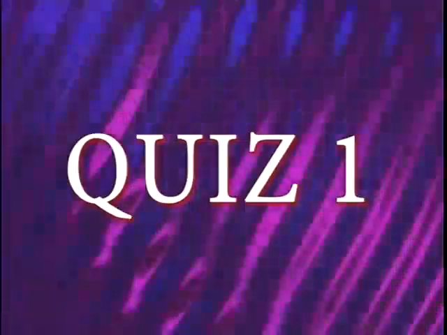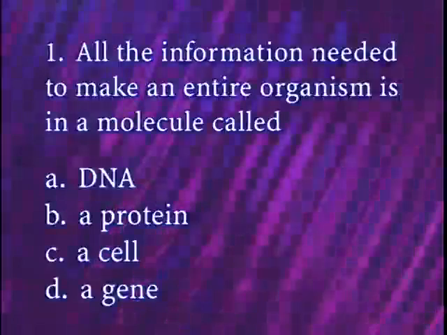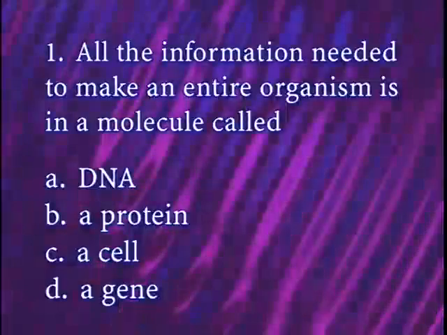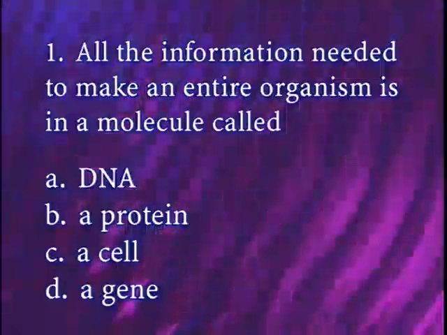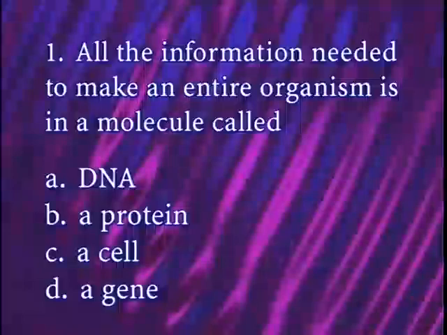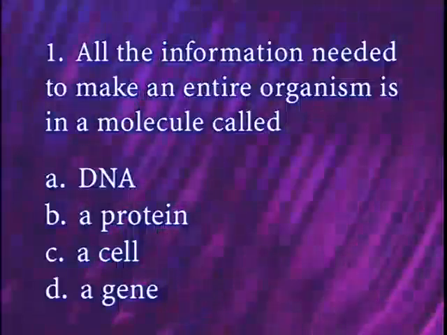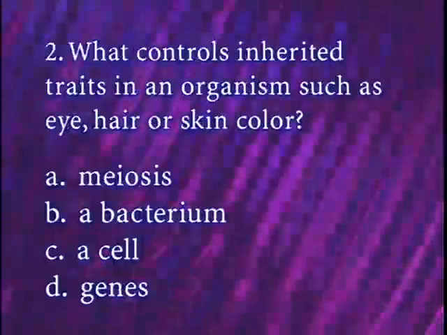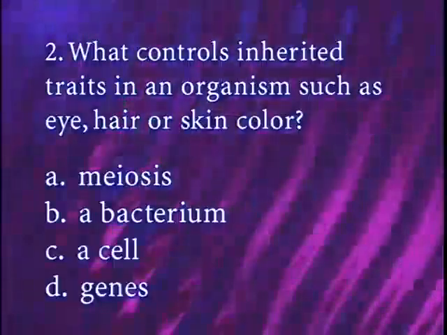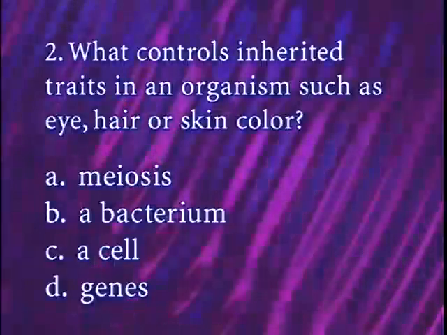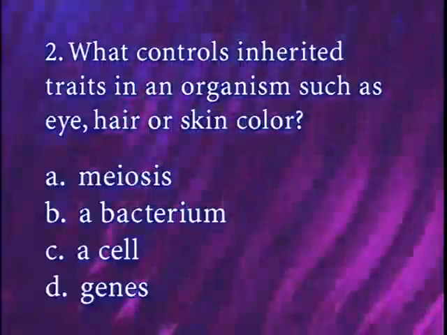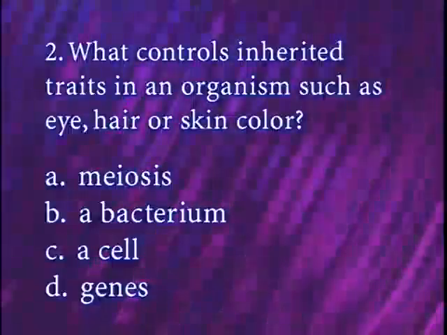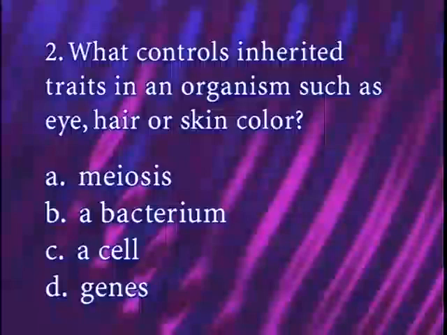Quiz 1. All the information needed to make an entire organism is in a molecule called A. DNA, B. a protein, C. a cell, D. a gene. What controls inherited traits in an organism, such as eye, hair, or skin color? A. Meiosis, B. a bacterium, C. a cell, D. genes.